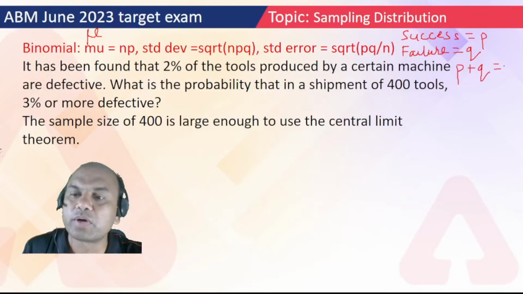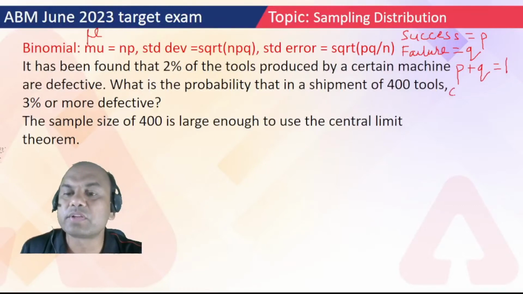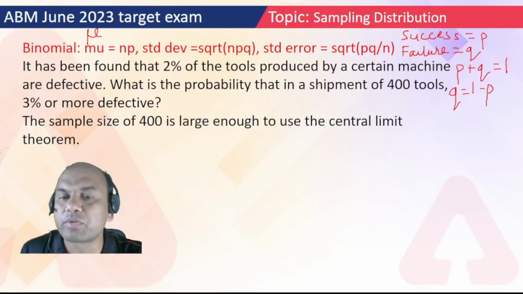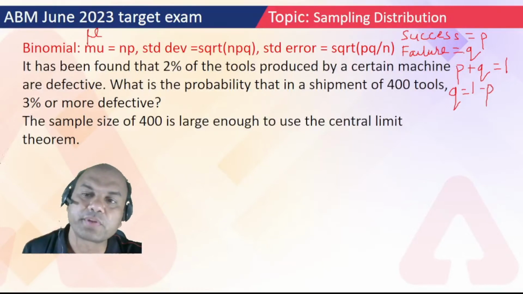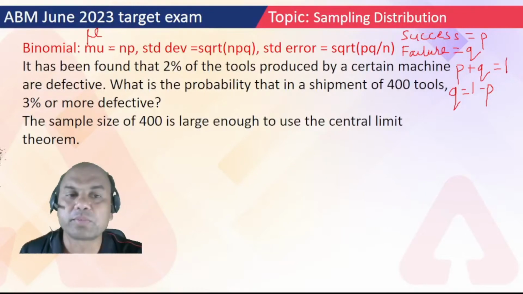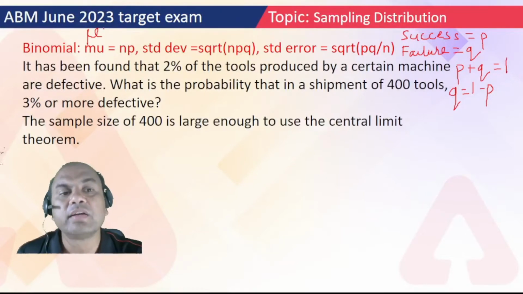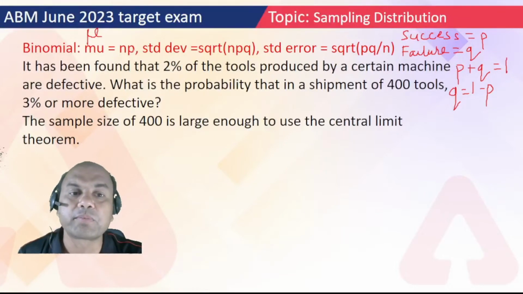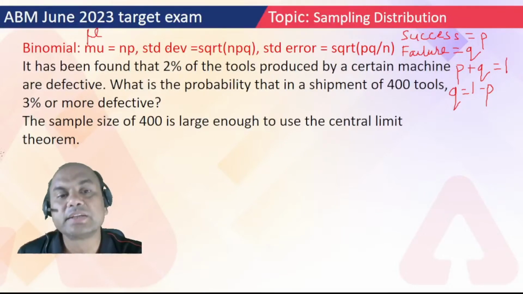For binomial distribution, always remember, mu, the population mean, equals NP, N into the probability of an individual item. Standard deviation equals the square root of NPQ. Standard error equals the square root of PQ upon N. So why are we writing all this? Where do we need this? We'll solve the numerical now, and there you will understand it.